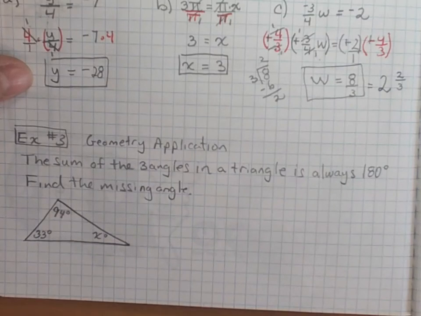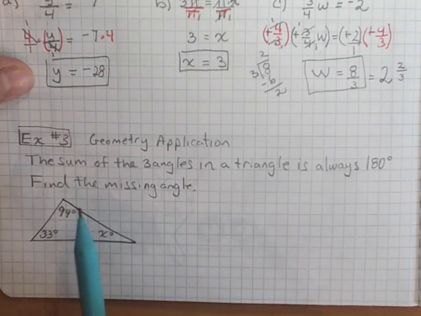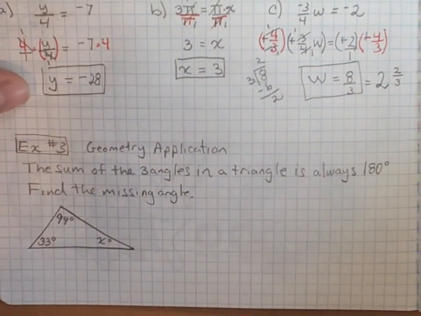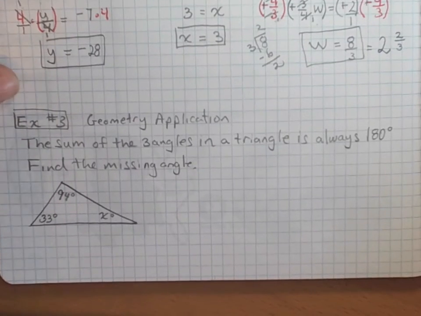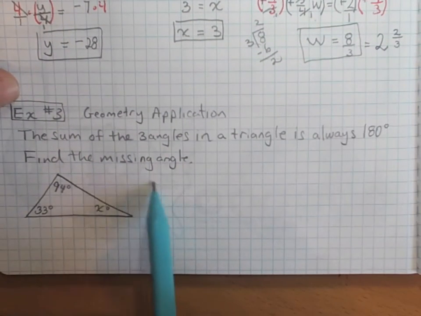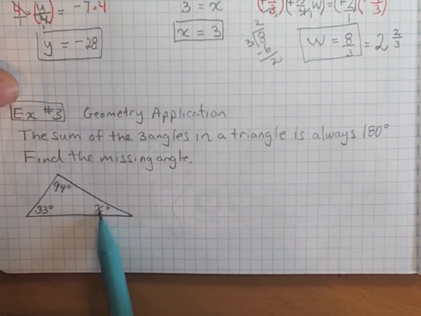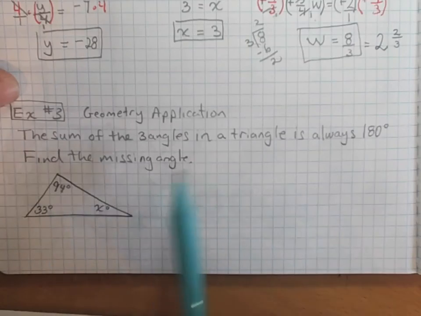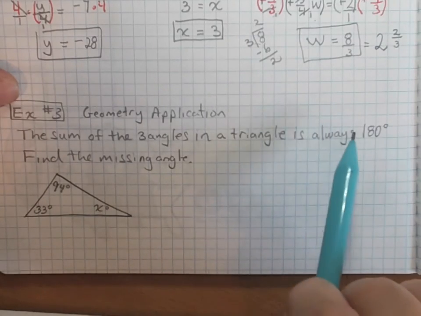So a little preview of what you'll study next year. The sum of 3 angles in a triangle is always 180 degrees. So that's a truth that you can bring with you into geometry next year, and you'll be able to solve a lot of problems using that property. And the question is asking you to find the missing angle, which you can see is here in the lower right corner. So I'm given 3 angles, and I know that the sum of the angles is 180.